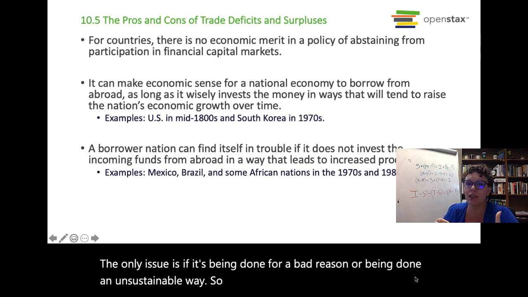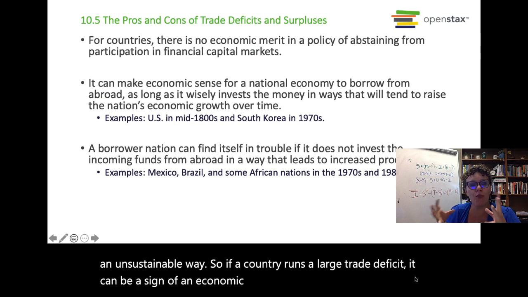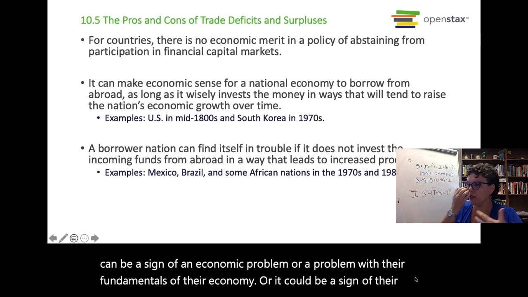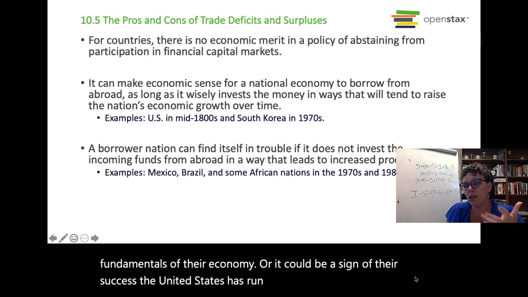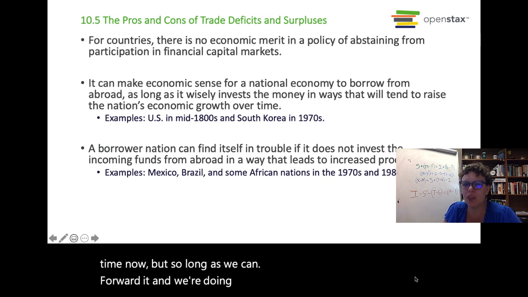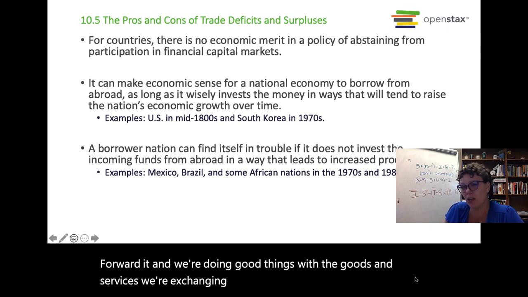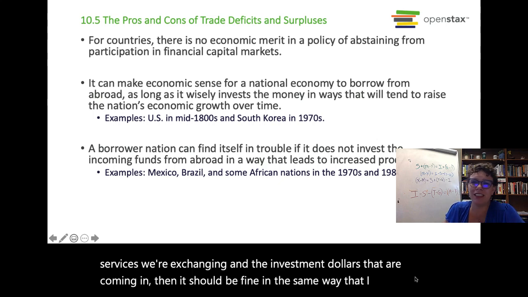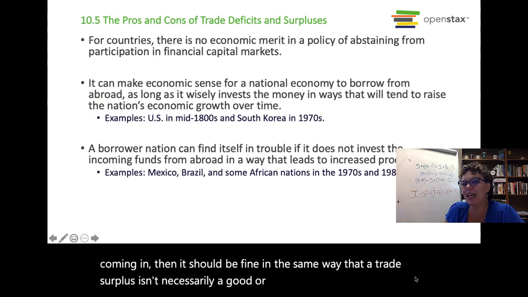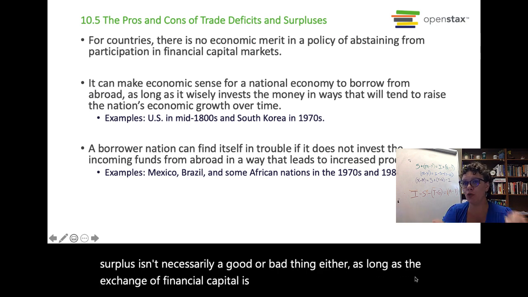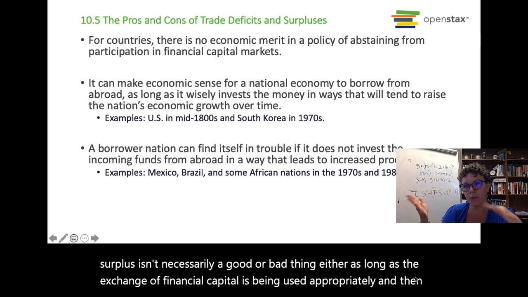So if a country runs a large trade deficit, it can be a sign of an economic problem or a problem with the fundamentals of their economy, or it could be a sign of their success. The United States has run massive trade deficits for a long time now, but so long as we can afford it and we're doing good things with the goods and services we're exchanging and the investment dollars that are coming in, then it should be fine. In the same way, a trade surplus isn't necessarily a good or bad thing either, as long as the exchange of financial capital is being used appropriately and there's a long-term plan for the success of the country.